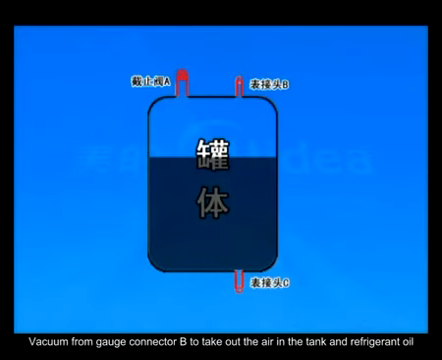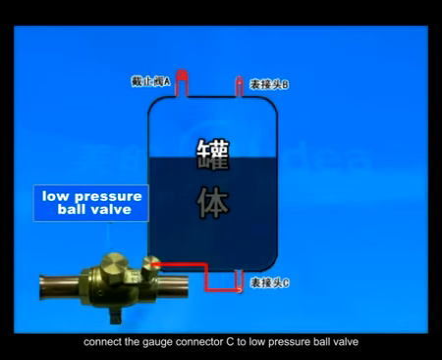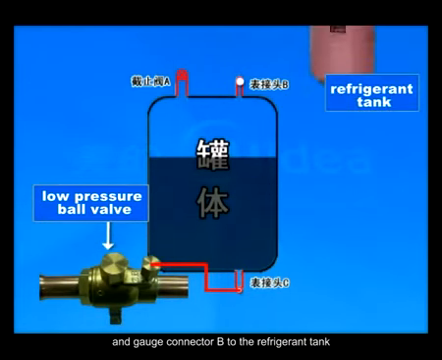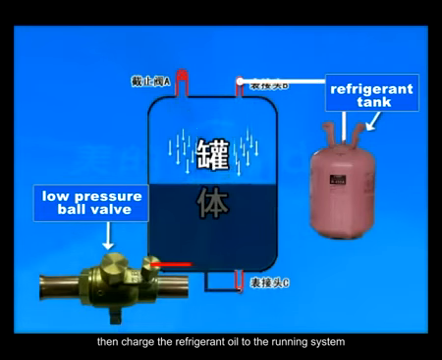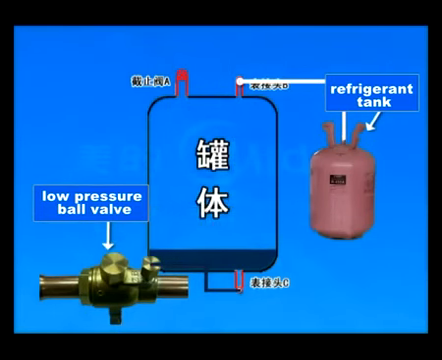Vacuum from gauge connector B to take out the air in the tank and refrigerant oil. Connect the gauge connector C to the low pressure ball valve and gauge connector B to the refrigerant tank. Then charge the refrigerant oil to the running system by the pressure of the refrigerant in the tank.